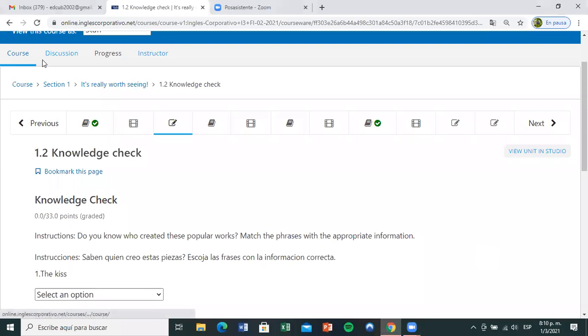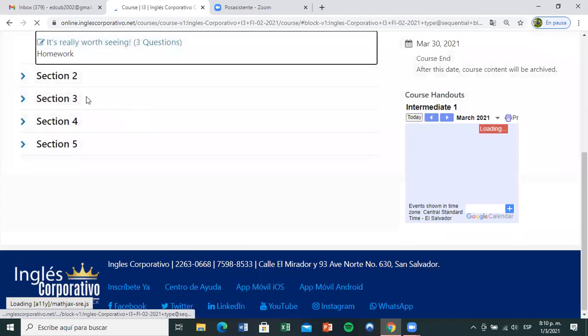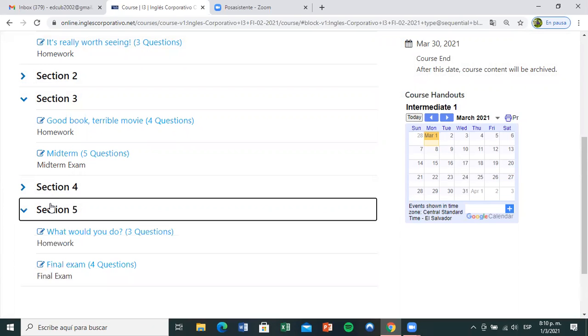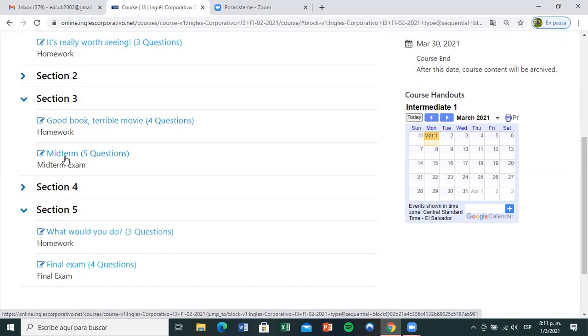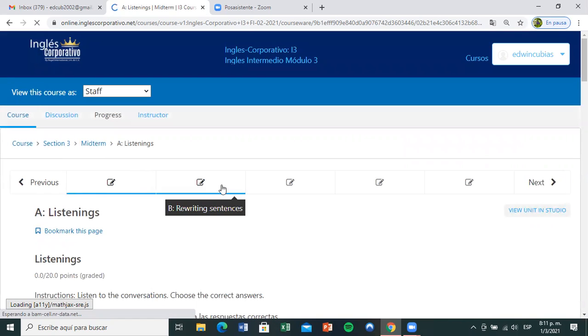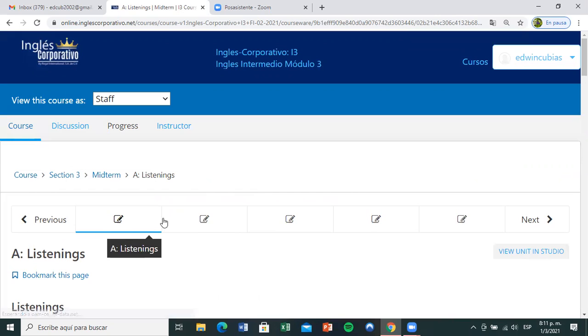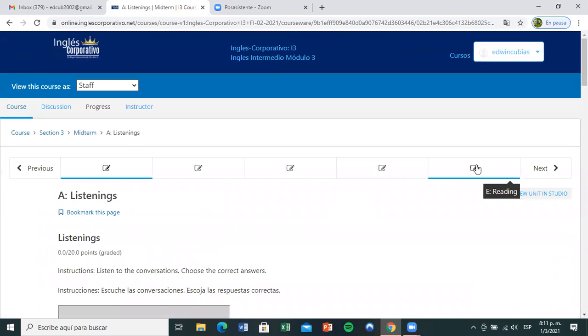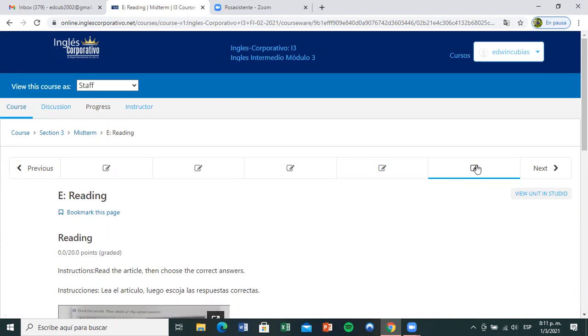Okay, so for each section, we understand that there are several activities. When we get to section three, there's actually a midterm. The midterm is for information about sections one, two, and three. When we get to section five, there is a final exam. The final exam is all of the lessons, okay? So it'll be lessons one, two, three, four, and five. So you actually have two: the normal homework or normal activities, plus at the end, the exams. We'll take a look at this midterm, just so you have an idea, okay? This midterm, you can see, has five sections, and there's going to be different things: a listening section, rewriting sentences, completing sentences, choosing the correct word, and then finally a reading. So all of those are in each one.